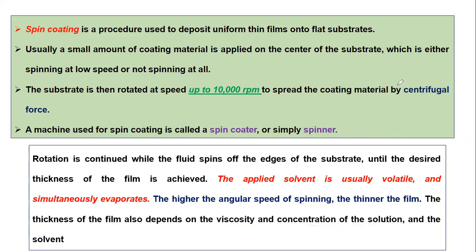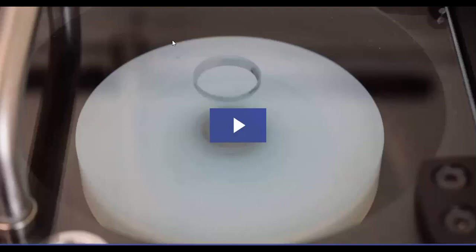I will show you an animated video for better understanding. Look at this video. This video represents the spin coating machine. This is the spin coating machine, where the particular substrate is placed onto the spin coater system. You have to watch that video carefully.